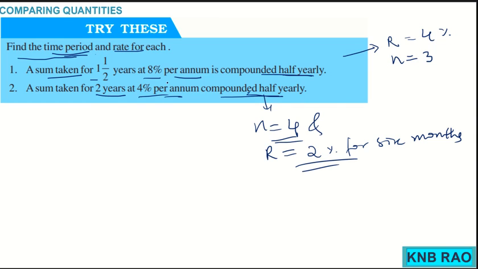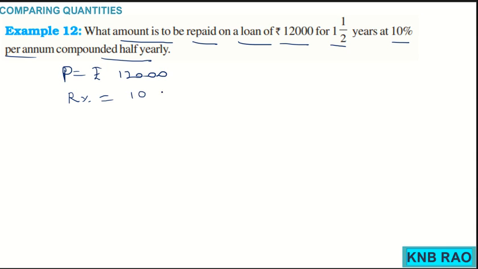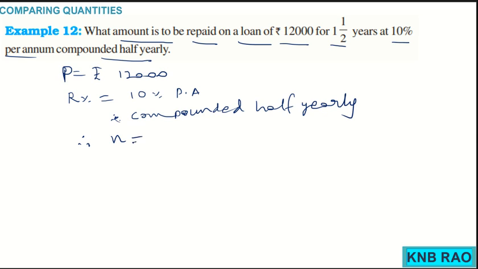Now we shall solve a question on this. Example number 12. What amount is to be repaid on a loan of rupees 12,000 for 1.5 years at the rate of 10% per annum, compounded half yearly? Here the principal is rupees 12,000, whereas the rate of interest is 10% per annum, and here it is compounded half yearly, therefore n equals 2 and r equals 5%.